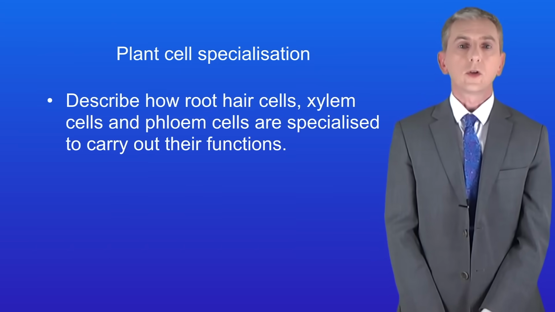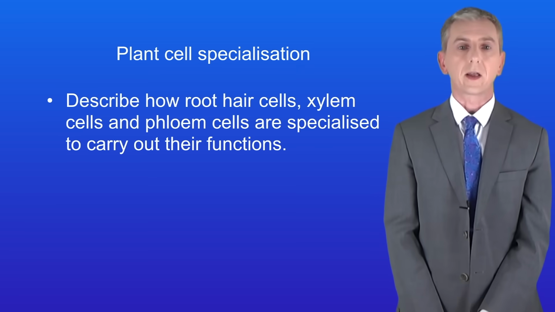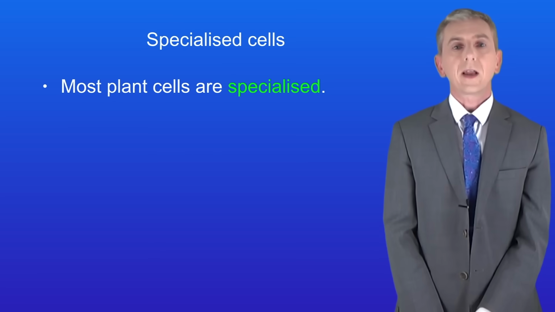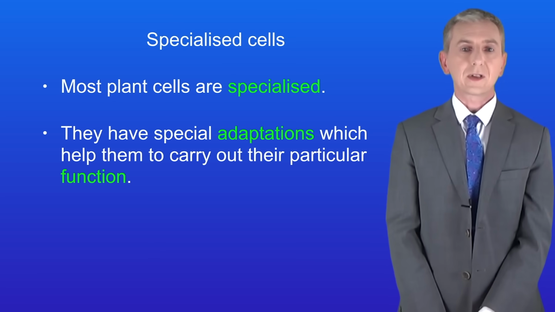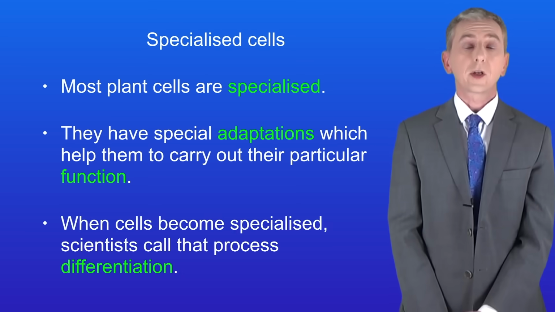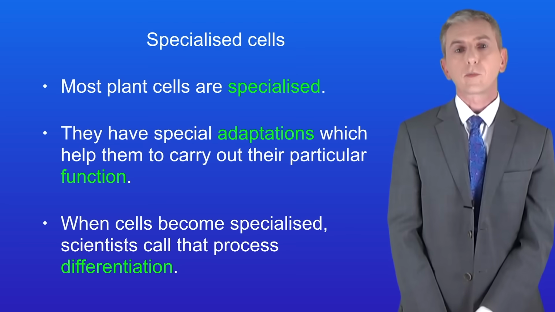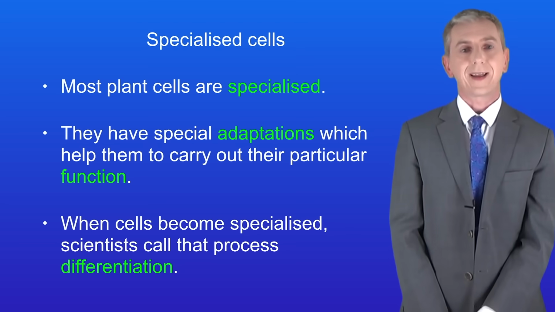By the end of this video, you should be able to describe how root hair cells, xylem cells and phloem cells are specialised to carry out their functions. And these are all examples of plant cells. In the last video, we saw that cells can become specialised. In other words, they develop adaptations which help them to carry out a particular function. When cells become specialised, scientists call that process differentiation. In this video, we're looking at specialised plant cells.